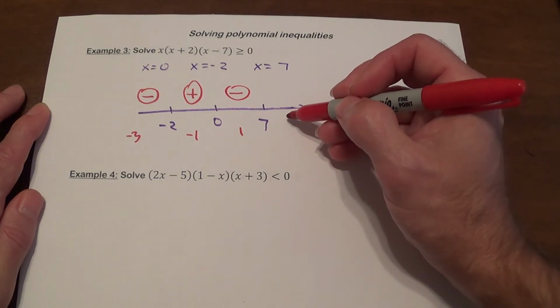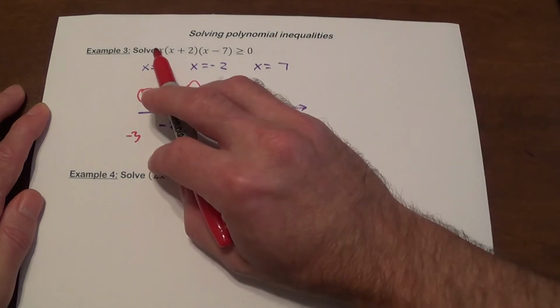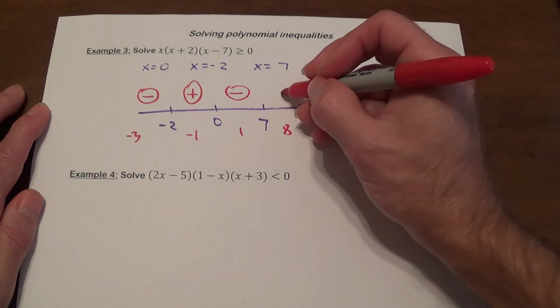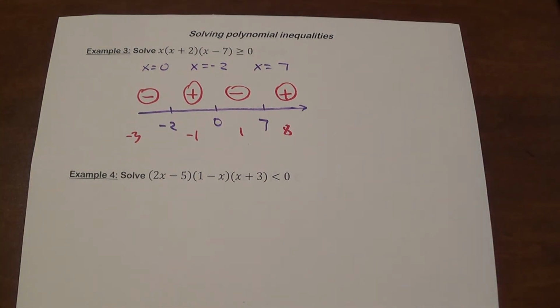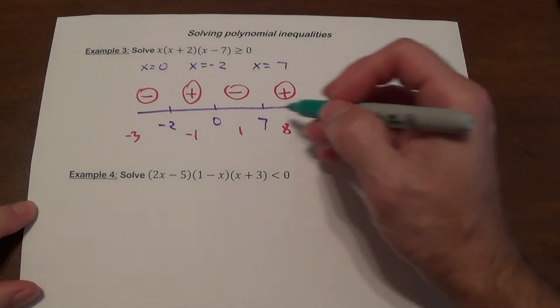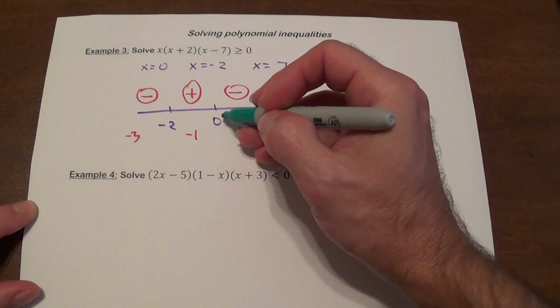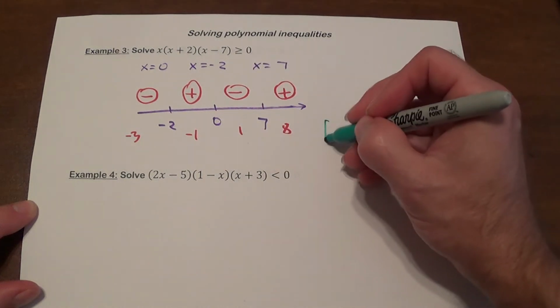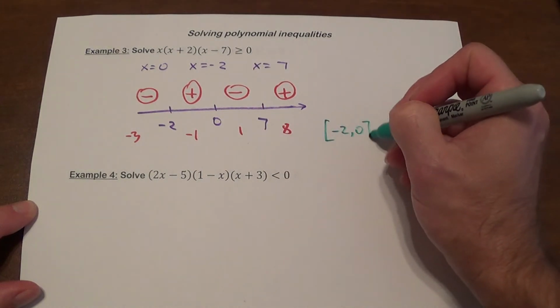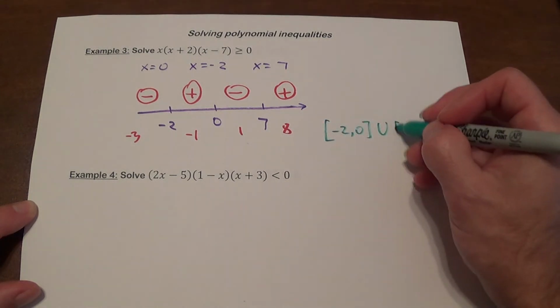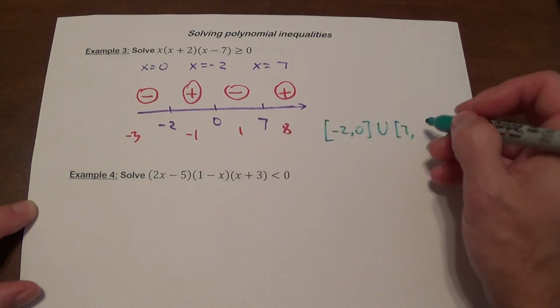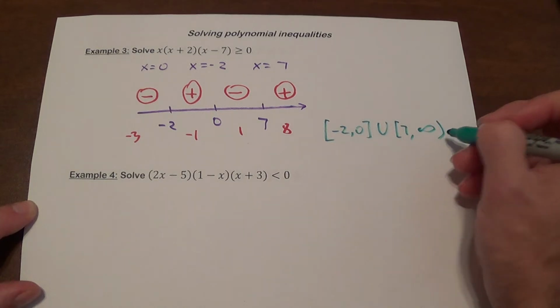To the right of 7, let's pick 8. Positive, positive, positive, everything's positive, the whole thing is positive. We want it to be greater than or equal to 0. So that's going to happen where? That's going to happen between -2 and 0, including the endpoints. And it's also going to happen to the right of 7, so from 7 to infinity.